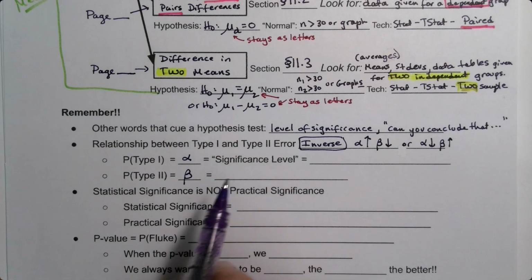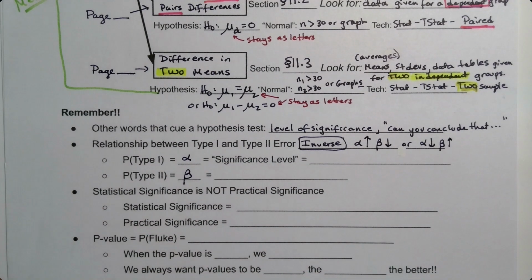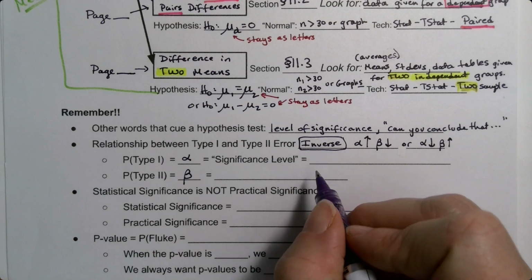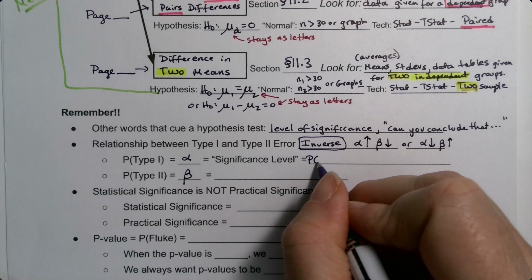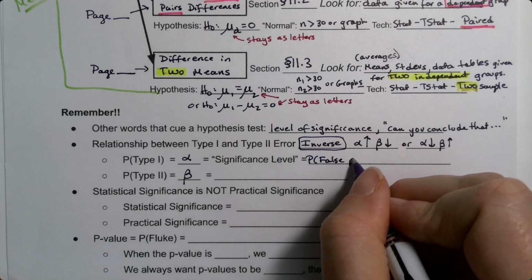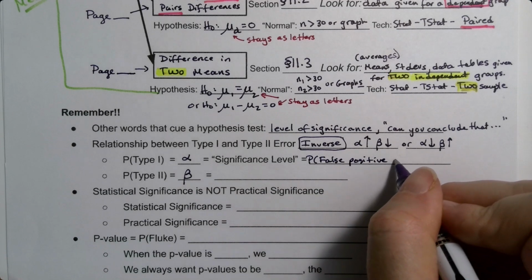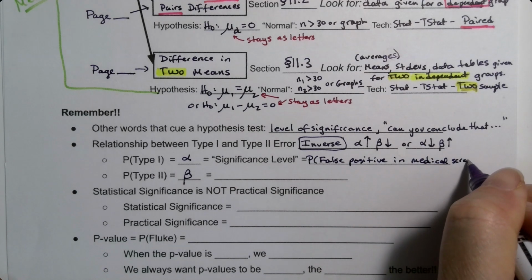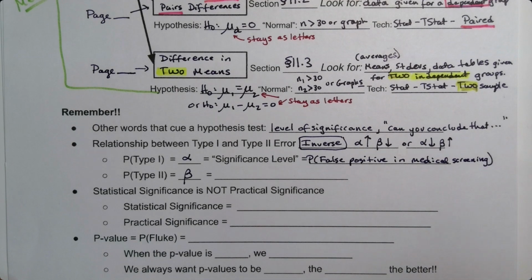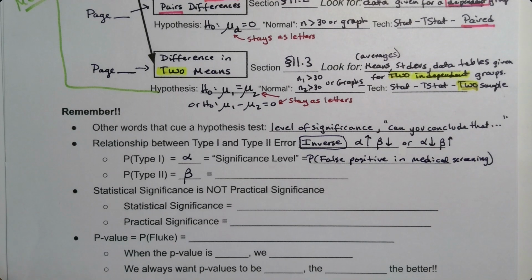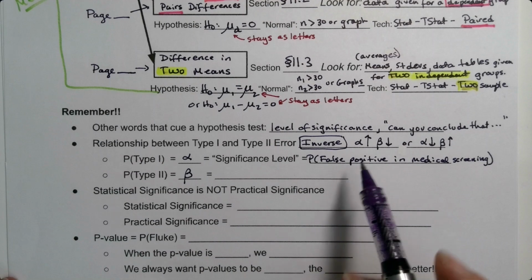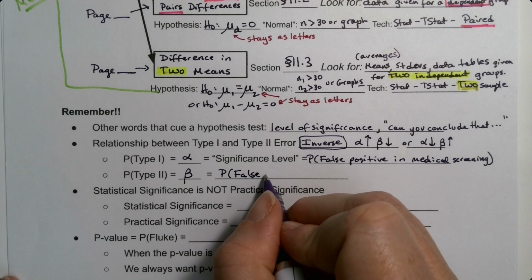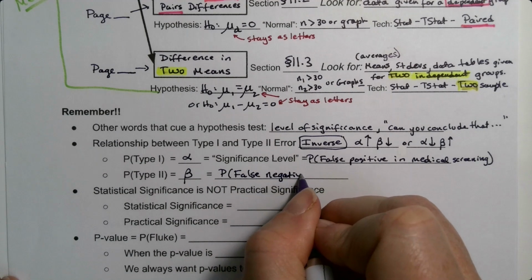So I think type 1 and type 2s are great. I personally like saying them that way, but I know that a lot of us think about it in terms of medical screening tests. So this is the probability of a false positive in medical screening. The medical test says you have the disease, but you don't. That's a false positive. And this is the probability of a false negative in medical screening.